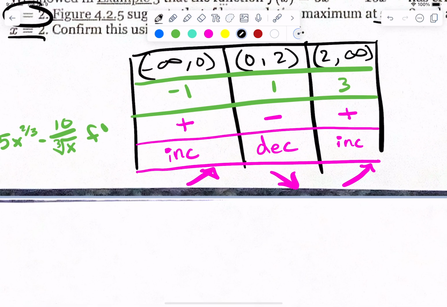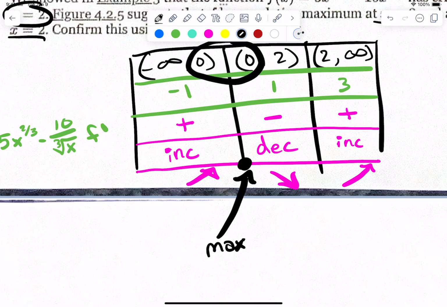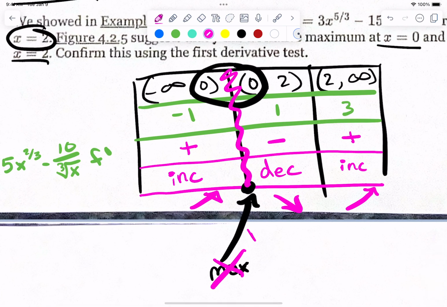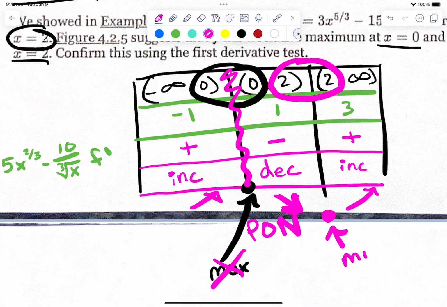Now, this one looks as though it is a maximum. Except, how did we know 0 was a critical number? Because x cannot equal 0, which means it's not actually a maximum. It is a point of non-differentiability. That's how we knew 0 was a critical number. Now, 2 we got as a legit critical number, right? It is a perfect critical number. And because it's decreasing and then increasing, this is in fact a minimum.